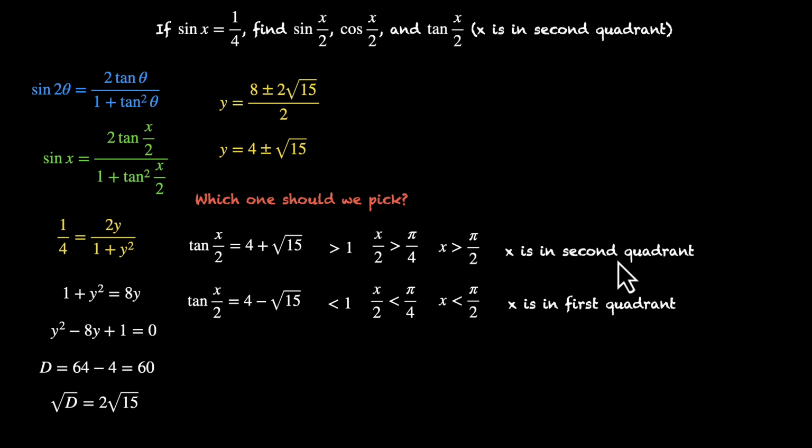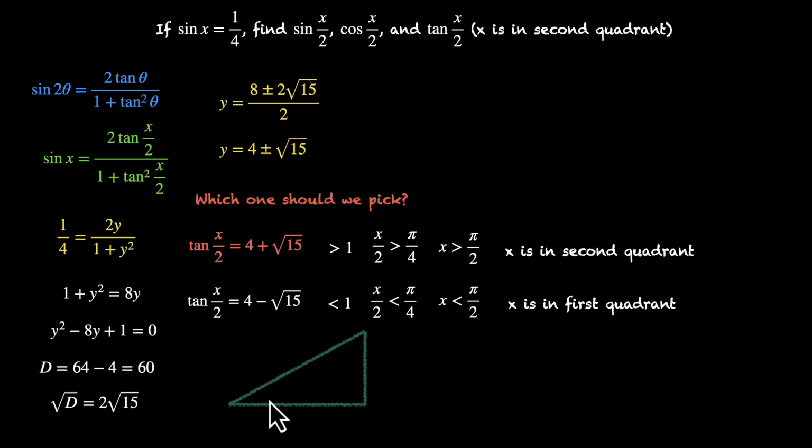So which one is it? Well, we're given in the question that x is in the second quadrant. So we rule this one out. We know that our tan x by 2 is 4 plus root 15. So this is our tan. Now we need to figure out sine and cos. And for that, we can form a right angle triangle.